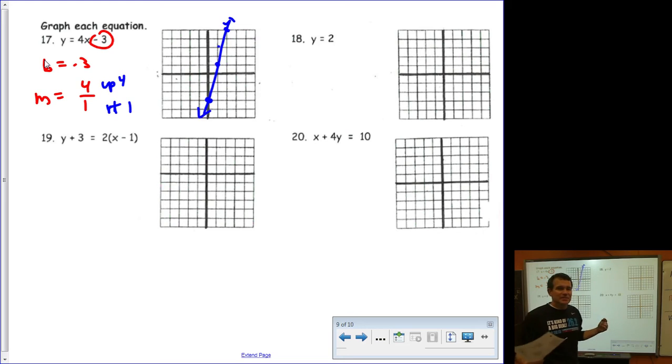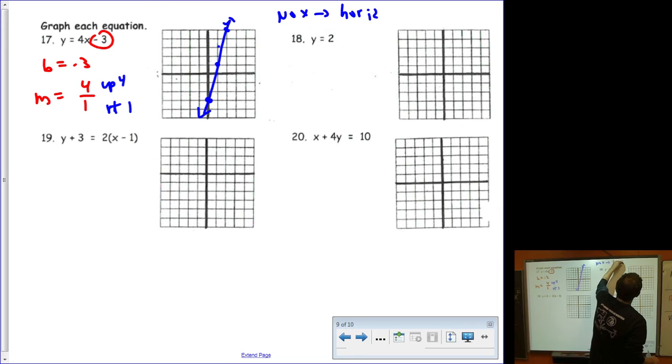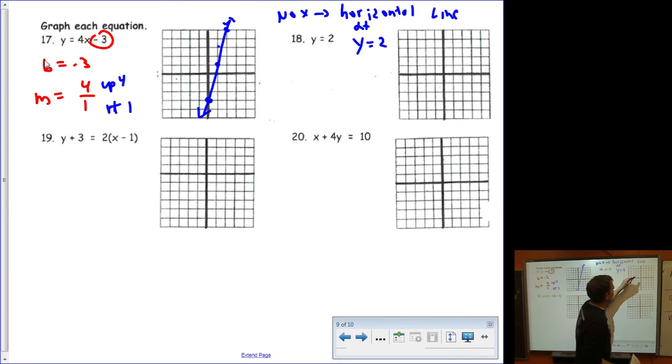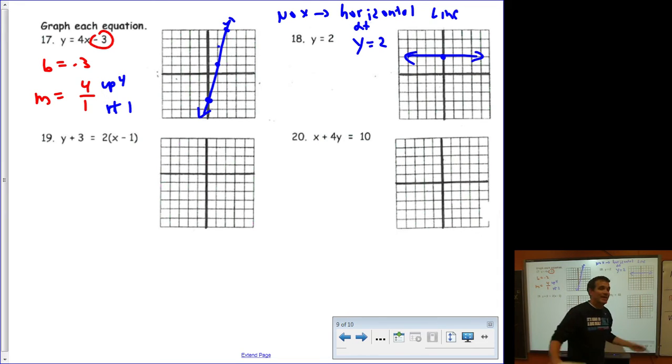Number 18, to graph this one, I notice that it's just y equals 2. And I know that since there's no x, it means I have a horizontal line at y equals 2. So I'd go to y equals 2, and I'd make a horizontal line, and I'm done.